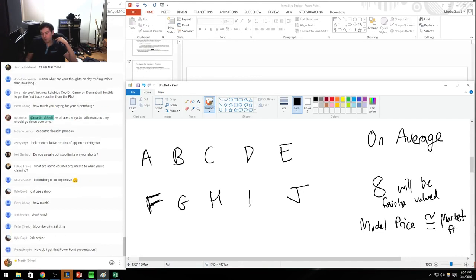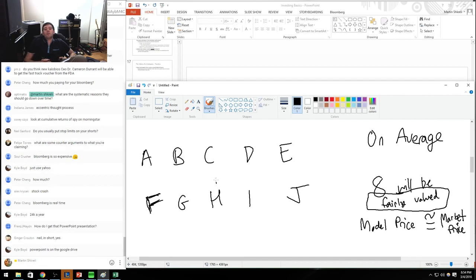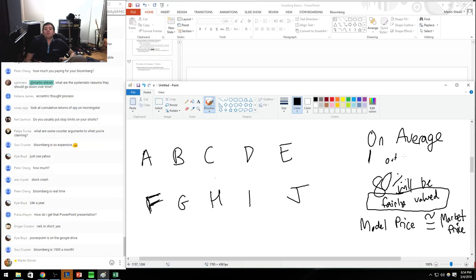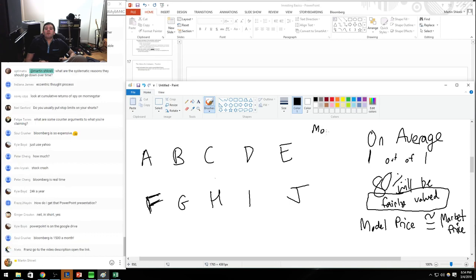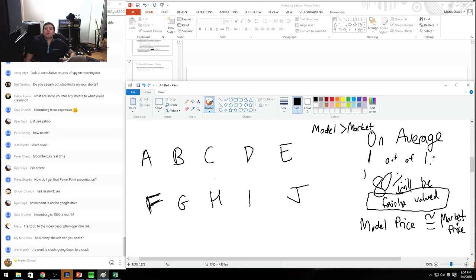And we saw that with Apple, right? We did all these calculations, we spent all this time, did all this research, and the market price and the model price were both about $90-something a share. So that's fairly valued. There's no reason to buy or short Apple. It's basically trading where it should be trading. So 8 out of 10, or 80%, will be fairly valued. 1 out of 10 will be cheap, in other words, the model price will be way higher than the market price. And 1 out of 10 will be very expensive, the other way around. The model price will be a lot less than the market price.